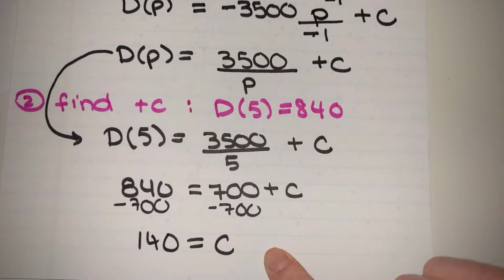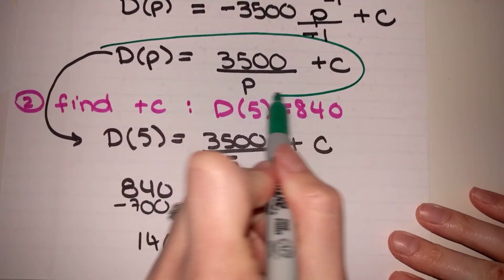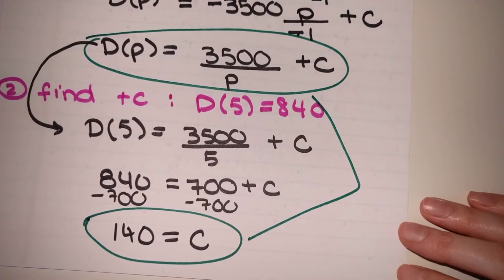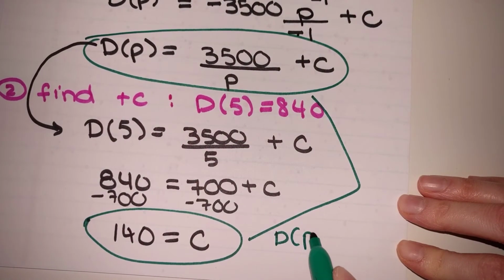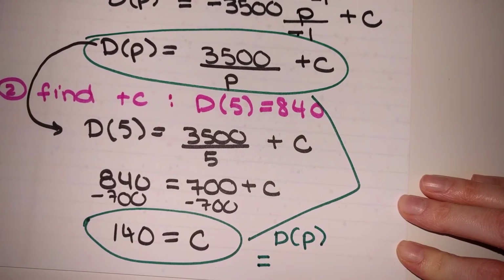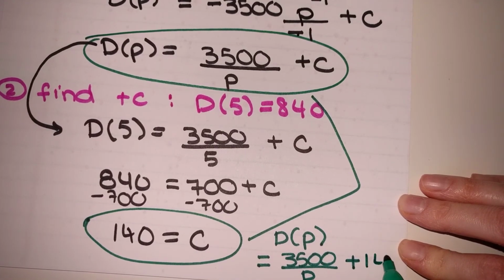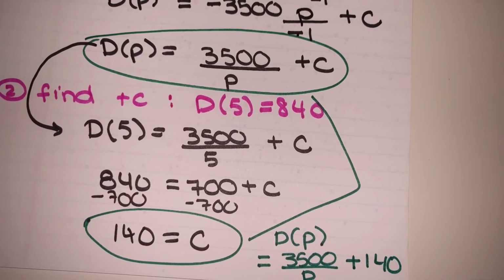Now, remember, you're not going to find an answer choice that says c is equal to 140, because what we have to do is combine those two pieces together. We have to combine this function with the fact that c is equal to 140, and when we do that, we will get that D of p is equal to 3,500 over p plus, and then our c value of 140. And that is our final answer.